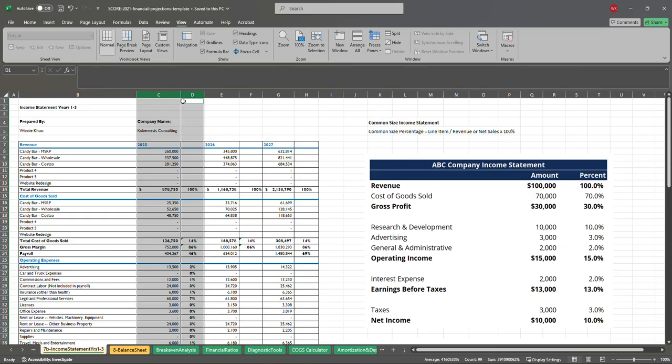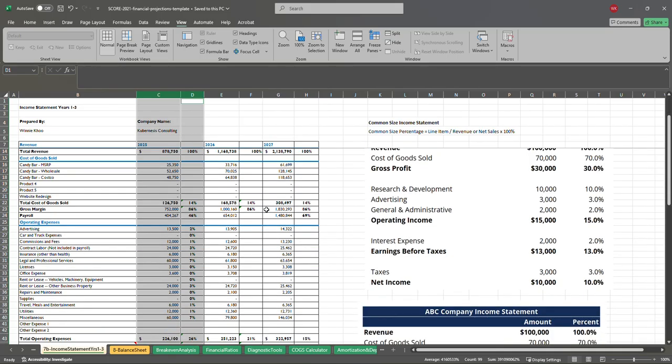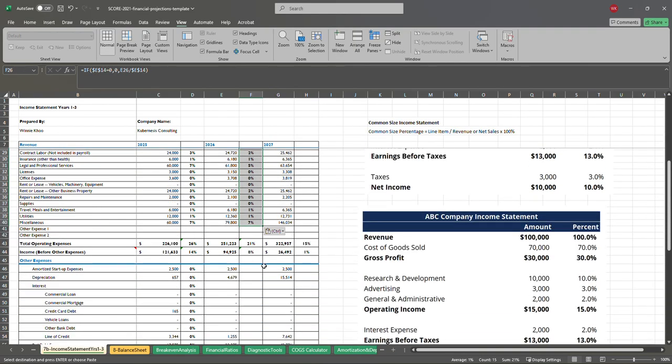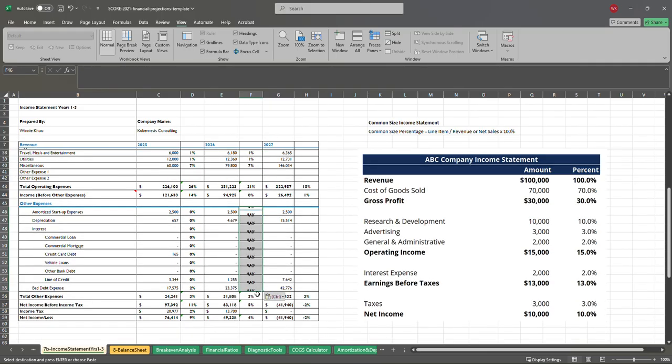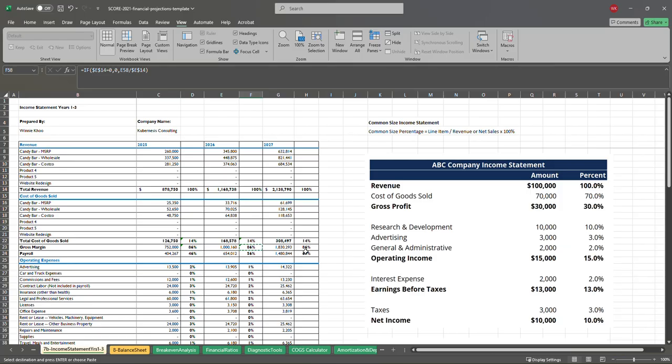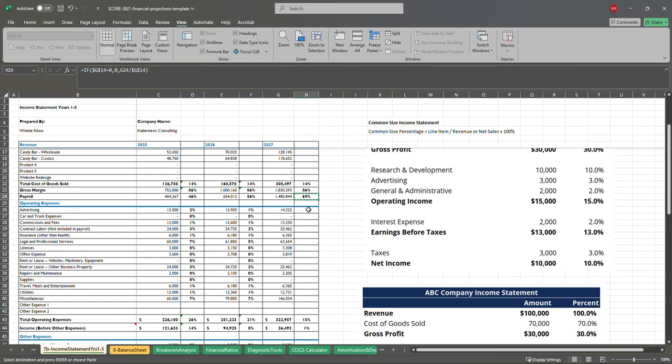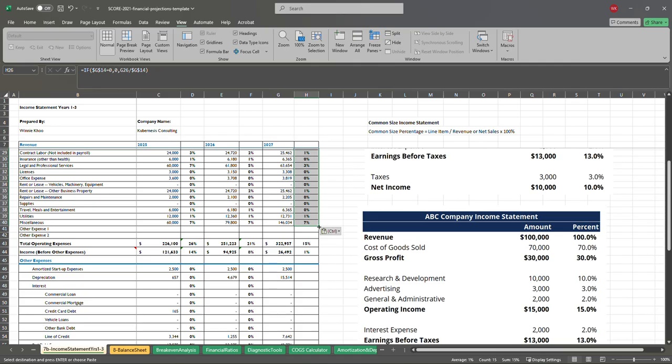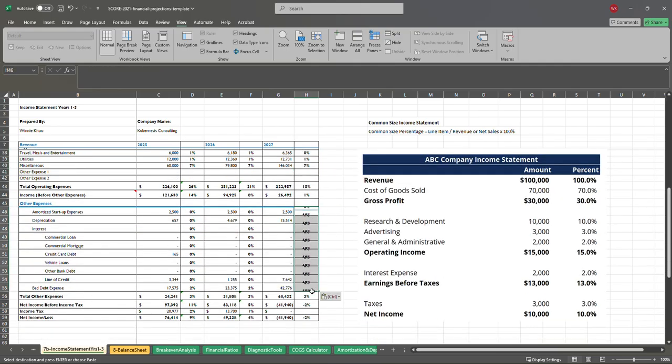So to analyze the projection, we'll have to complete the common size percentages for all 3 years. I only did it for the first year, so I will do that now. For the second year, I'm just completing the percentages all the way down. And then for year 3, doing the same thing.